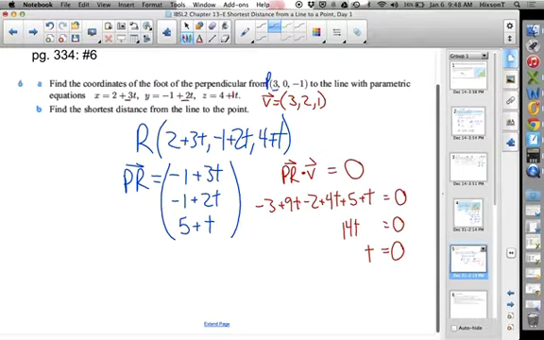What does that mean exactly? It means it's the closest, the shortest perpendicular distance from the point to the line. The point is P, the starting point, which in this case is 2, -1, 4. The shortest distance is when time equals 0. That's 2, -1, 4.